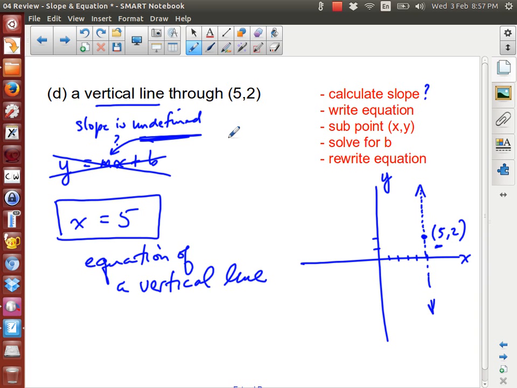Okay, so we went through 4 different examples there of how to find the equation of a line. The last one here, vertical line, definitely the most difficult one, the one that students have the most difficulty with. But if you remember what you do for horizontal lines, you should be able to work your way through these vertical lines as well.